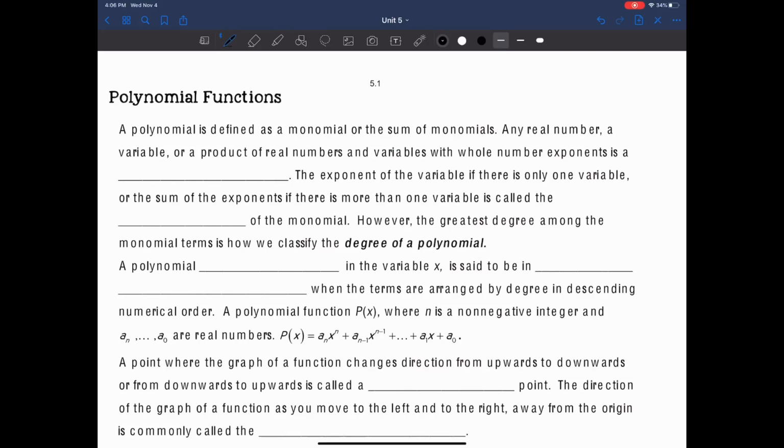Hey guys, welcome to lesson 5.1. Today we are talking about polynomial functions. Let's start with some vocabulary.